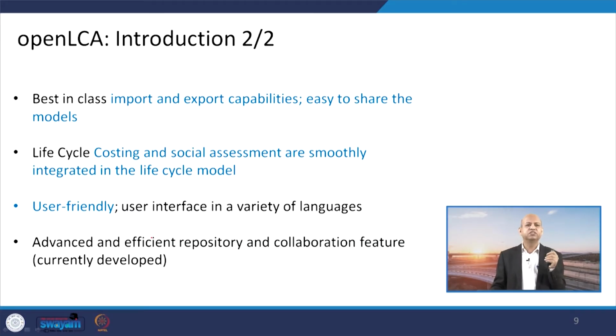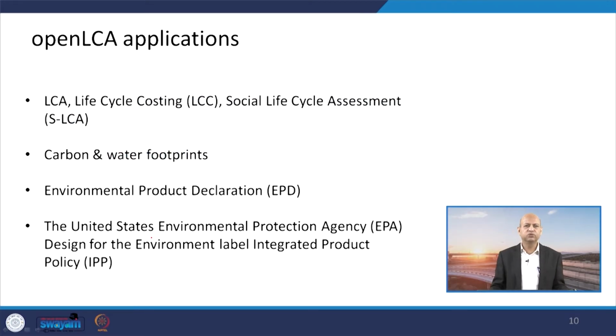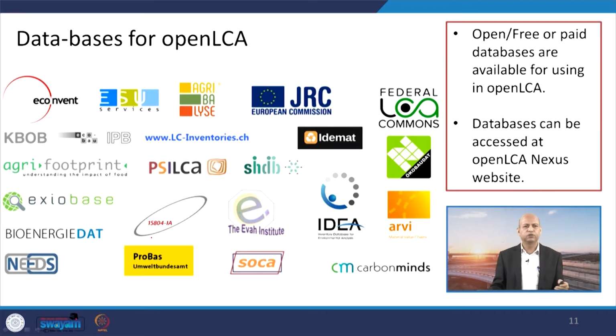Then the advanced and efficient repository is available. So, the collaborative features are there and they are developed and up to date. So, that way also it is good. Then when we talk about this particular software in terms of life cycle costing and social life cycle assessment, all these are parts of this. Carbon and water footprints are also given, right. Environmental product declaration related aspects are also there. Then the United States Environmental Protection Agency has several guidelines like design for environment, label, integrated products policy, all of these are integrated in this particular software.